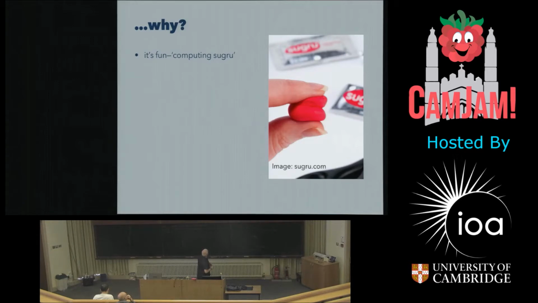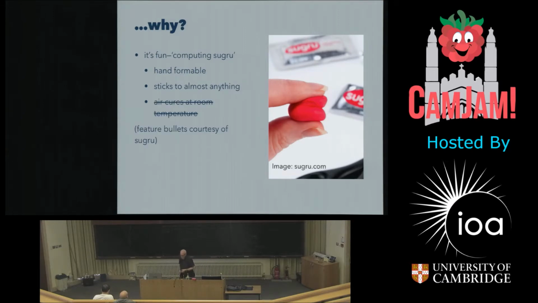And it's also fun. I don't know if you've come across Sugru, which can be purchased just around the corner there. It's a sort of plasticine that sets when it reaches the air. And I think Lisp is a bit of computing Sugru. The reasons are, it's hand formable, so Lisp can mould itself to lots of different applications in a very easy way. It sticks to almost anything, so Lisp is good at interacting with other systems and other languages. You can use it as a glue. And finally, no, that doesn't work actually, it doesn't set at room temperature.